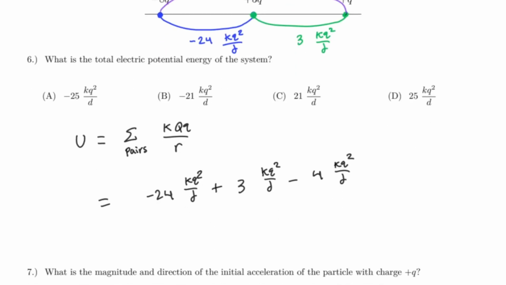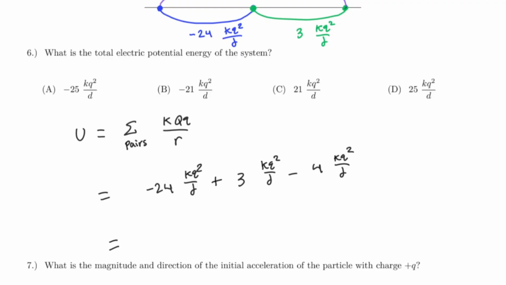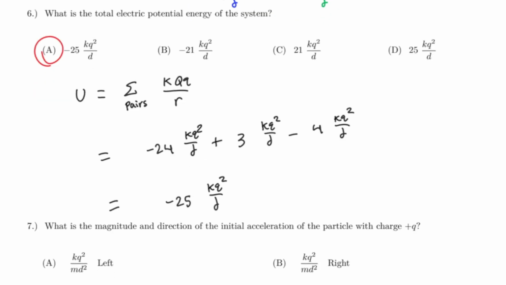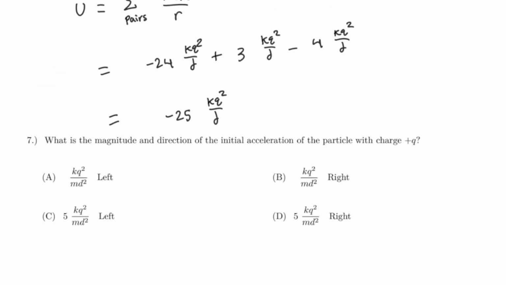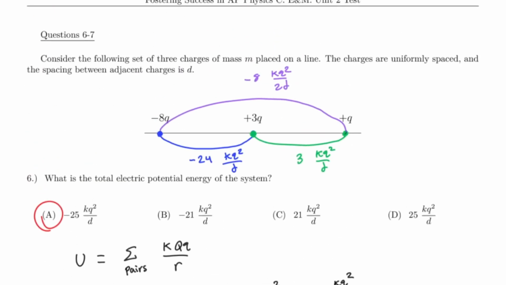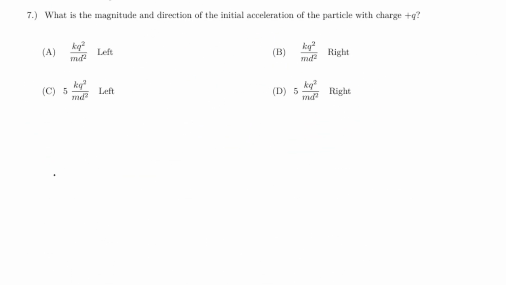So working that out, we get -21 minus 4, -25 kq squared over d. Which makes sense, because there's one negative and 2 positives, so this should be like a net attractive system, so I definitely anticipated a negative number here. Okay. What's the magnitude and direction of the acceleration initially of the plus q charge? So we can do some quick redrawing here.